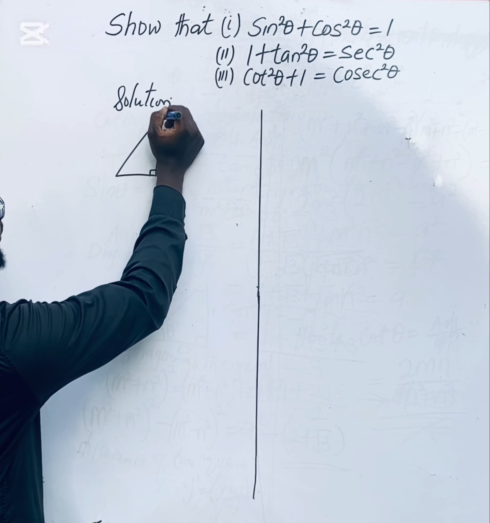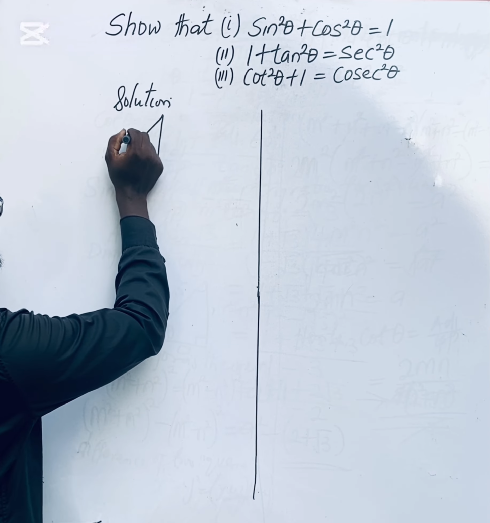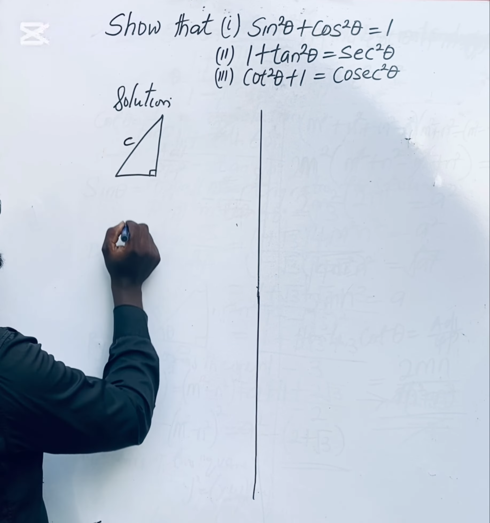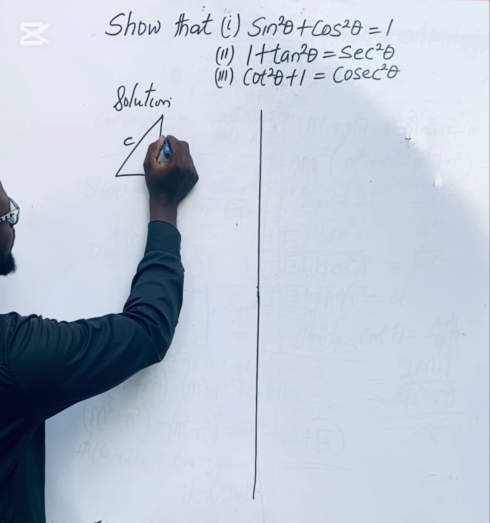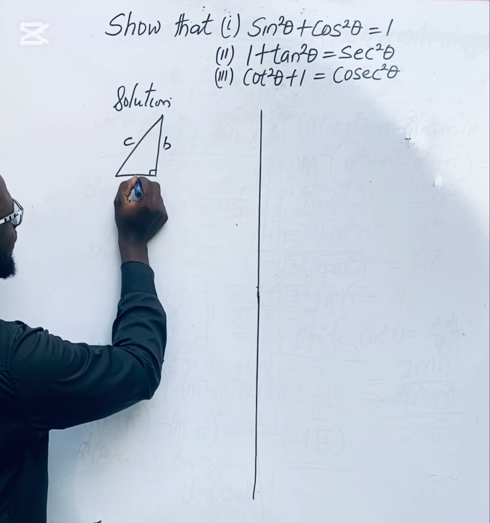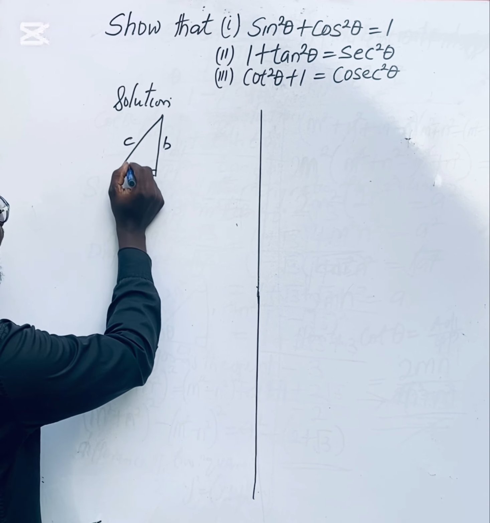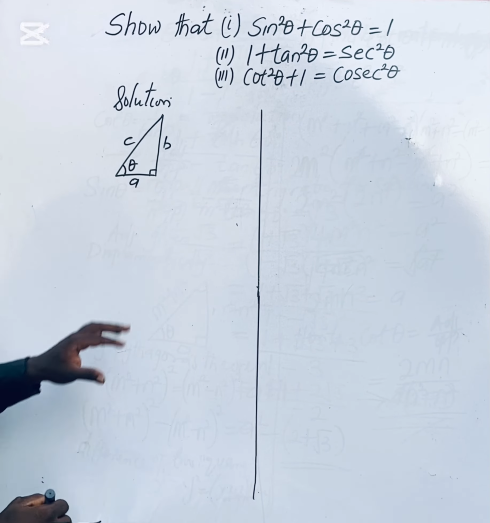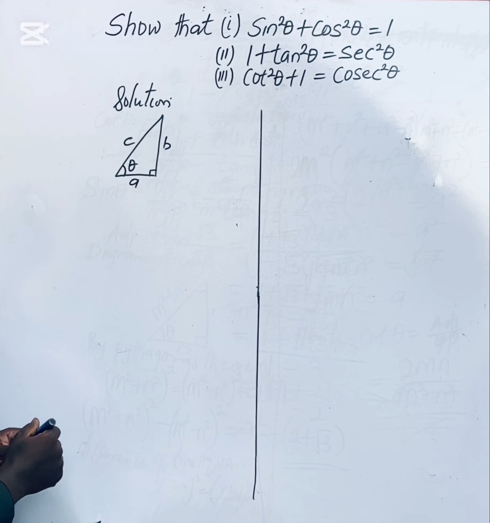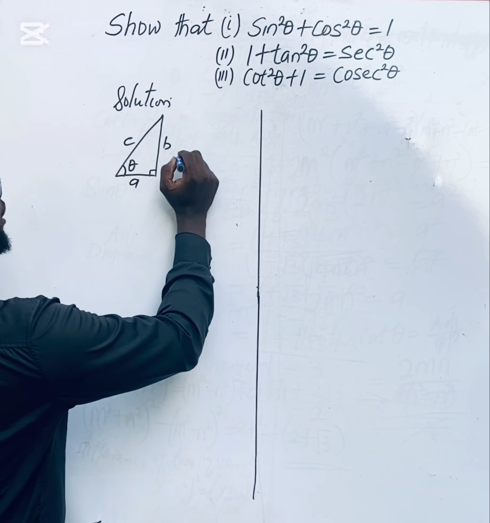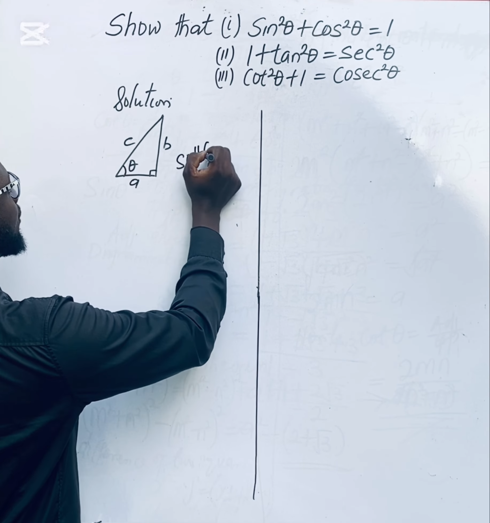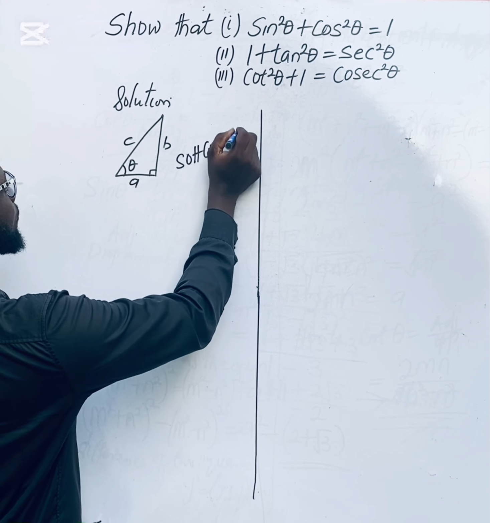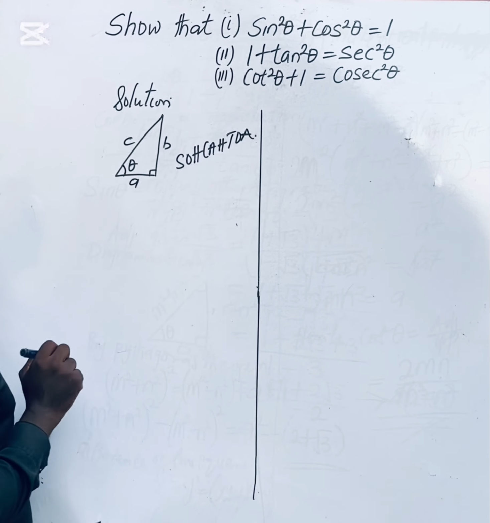Here, let's label it to be C. Label here to be B. And here to be A. This is an acute angle. Okay? All right. Now, first of all, let's recall our SOHCAHTOA trig ratio. All right. So let's recall it.